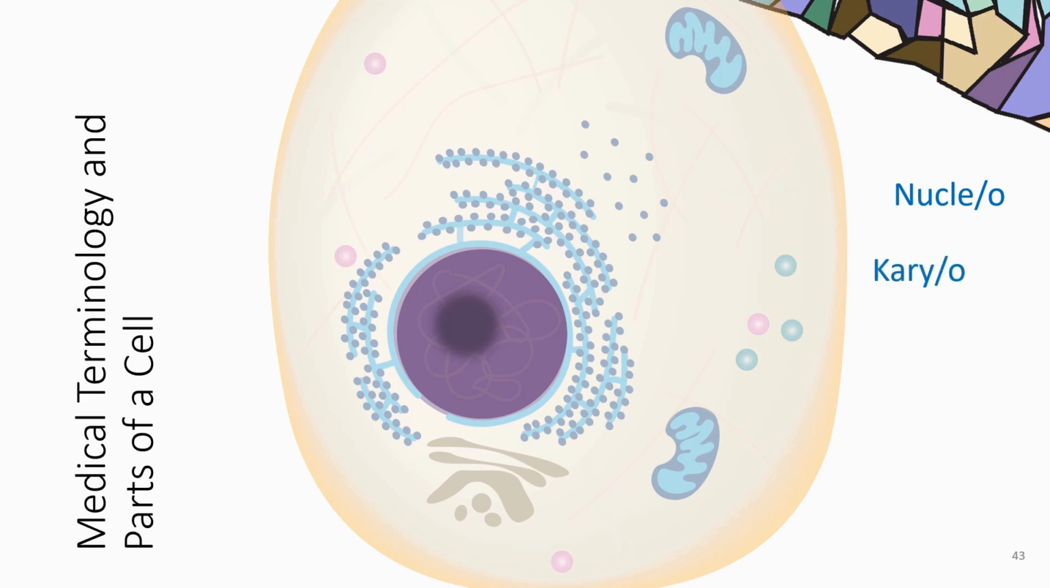There is, however, a second root term that refers to the nucleus, and that is the term karyo, K-A-R-Y-O, karyo. Inside of that nucleus, we're going to find some things like RNA, which stands for ribonucleic acid, and DNA, which stands for deoxyribonucleic acid. So if you were ever curious as to what those two abbreviations stood for, here you go. You can see them right on the screen.